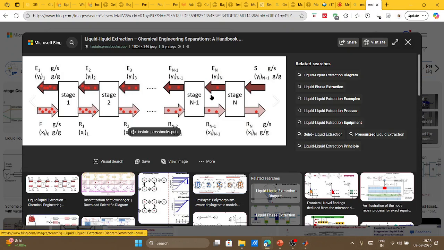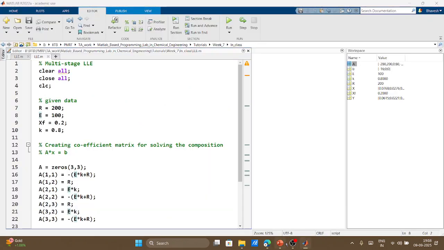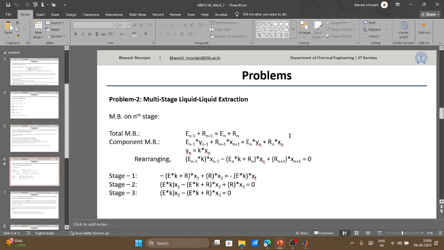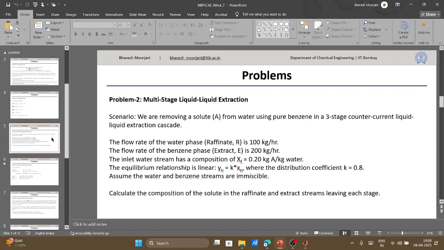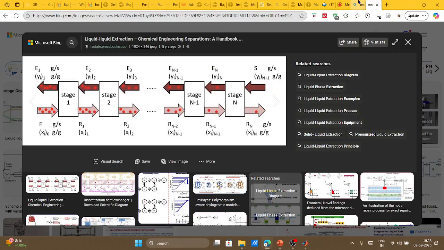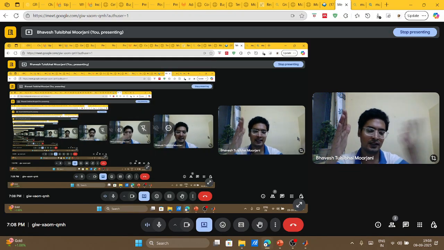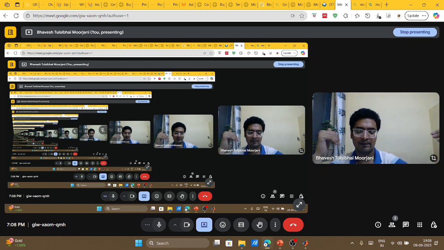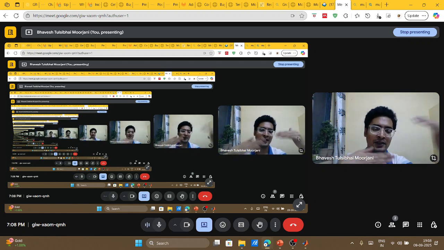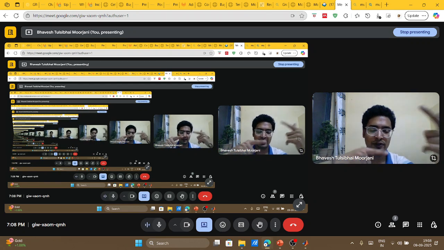So if we do that and try to put it, if I do mass balance according to this equation, extract is coming from the end stage and raffinate is from n minus 1. So in that case, this equation will change. So this I will leave up to you guys. Basically what I am saying is the direction that you considered for the extract and raffinate, which part you considered, just make sure that you are correct.